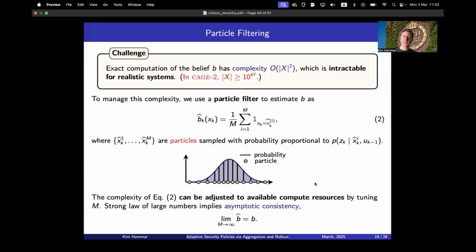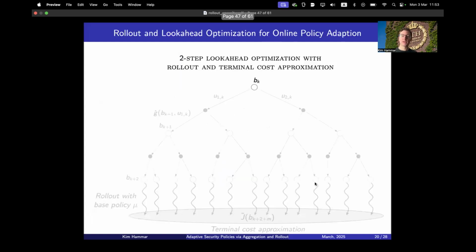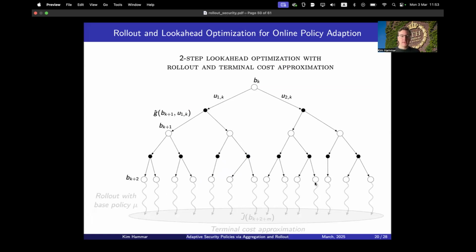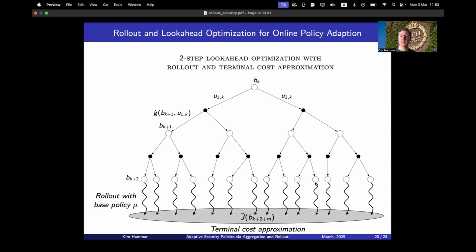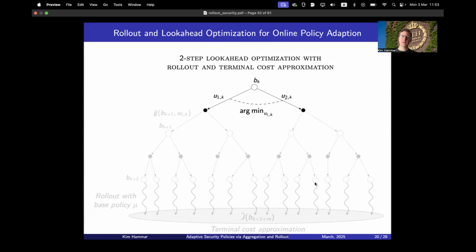And once we have estimated the belief, this then gives us the starting point for the look-ahead optimization, where we start out in some belief, then we look forward a few time steps, 2 in this example, and then we end up with a bunch of future beliefs. And from all of those beliefs, we then do rollout with the base policy for m time steps into the future. And then we use a terminal cost approximation provided by J tilde. So just to remind you, both the base policy and J tilde is what we obtain from the offline optimization with the aggregation. And once we have done this look ahead and rollout, we then do a minimization where we select the control that leads to the minimal cost according to our look ahead calculations.